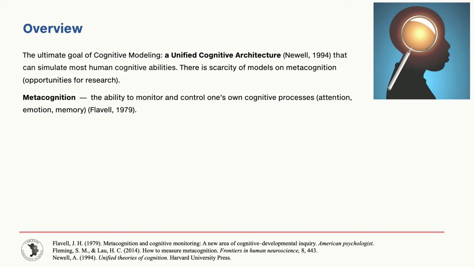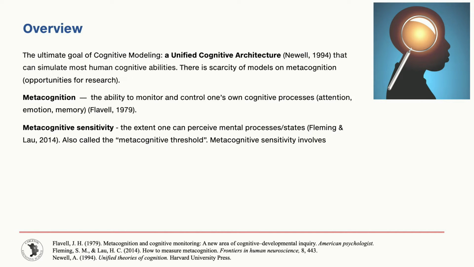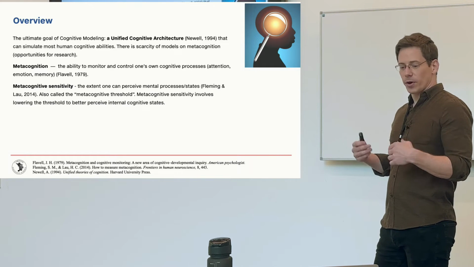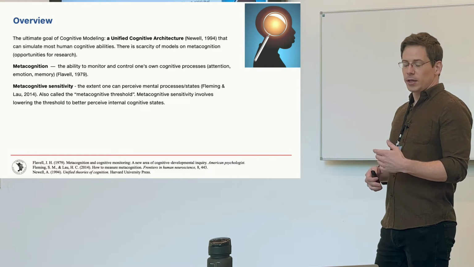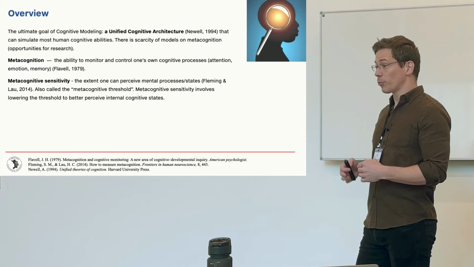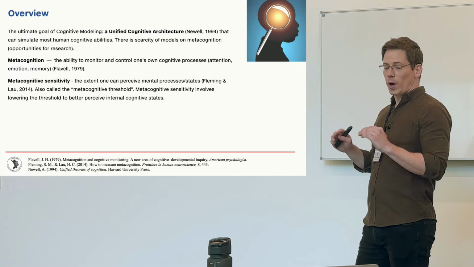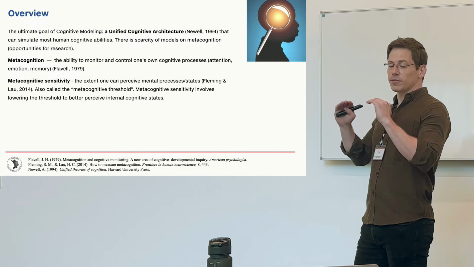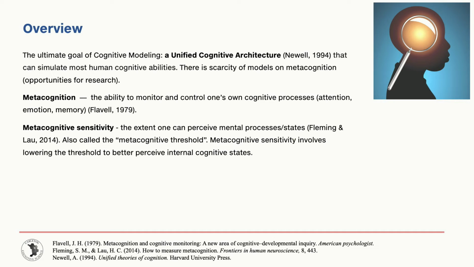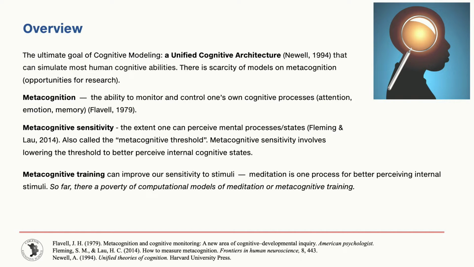And there's also metacognitive sensitivity. It's the extent to which someone can be aware of their own cognitive processes. So you are more sensitive to the extent that you can detect your awareness level, your emotions. And it's also related to the metacognitive threshold. So greater metacognitive sensitivity involves lowering the threshold to be able to better perceive your internal states. And this is an empirical phenomenon that we're modeling.